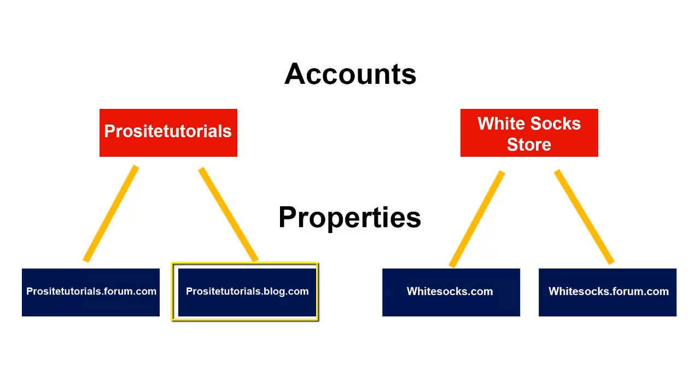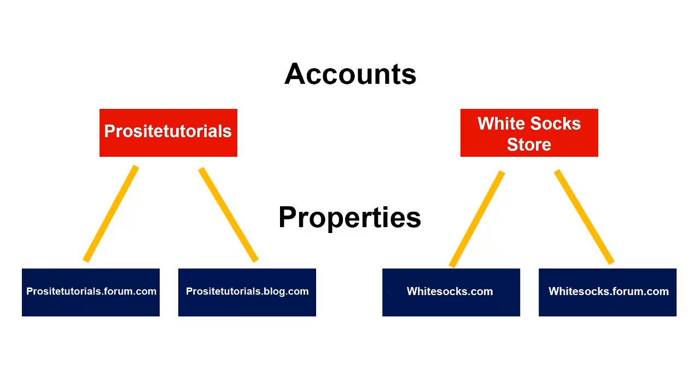protutorials.forum.com and another website which is protutorials.blog.com. Then I have a separate account for my White Sox store websites. And you can see that I have whitesox.com and also whitesox.forum.com. Now, the way that you want to organize your websites is really up to you. For example, you can create an account for your business websites and another account for your personal websites.